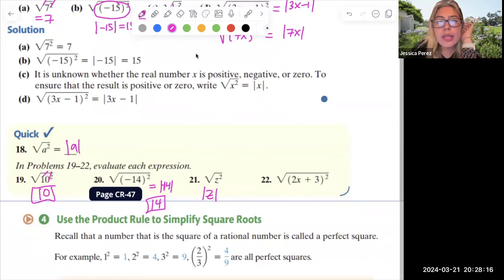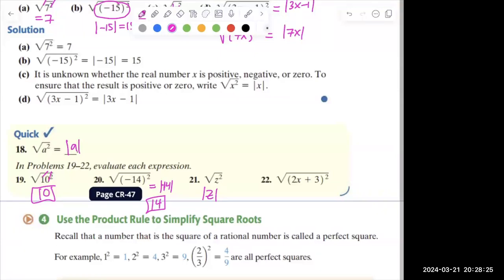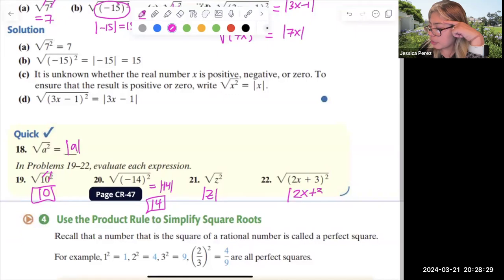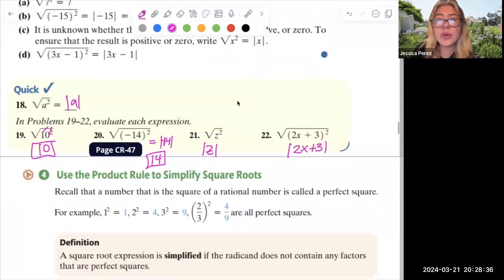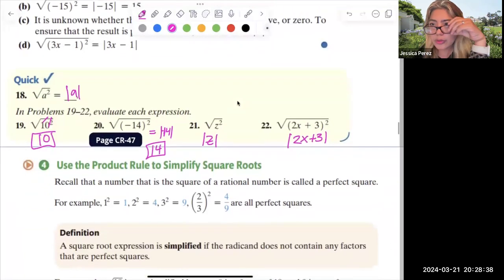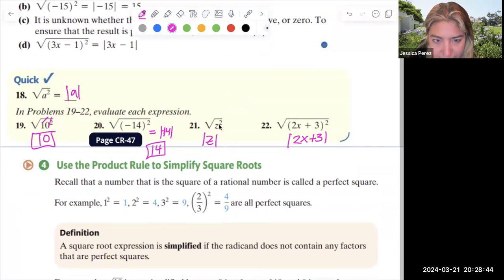Thank you, Michael. So Leo, did you understand how on number 18 we got the absolute value of A? Yes, I understand now. Perfect. So this one is going to be the absolute value of 2x plus 3. So let's scroll down. That's how we evaluate a square root whenever you have a negative on the inside. Well, first of all, because you have a square, you're good, but you have to take the absolute value.